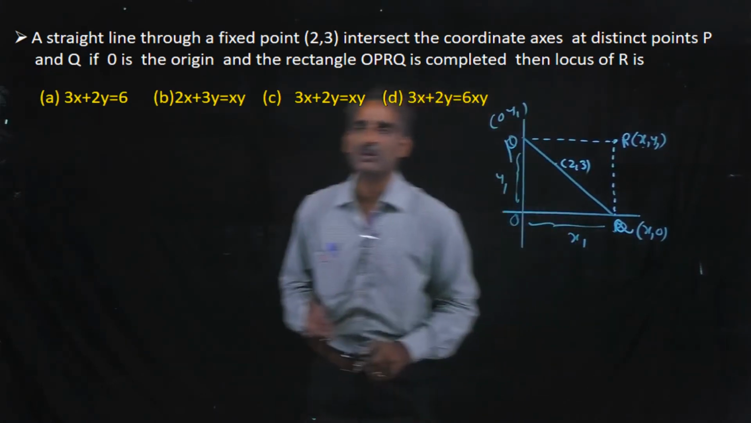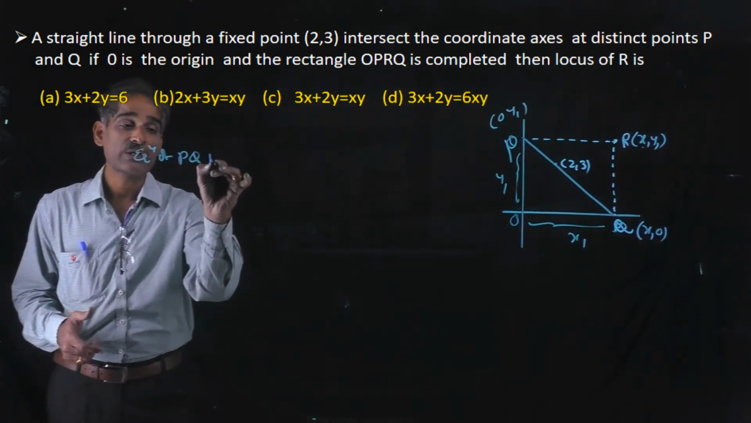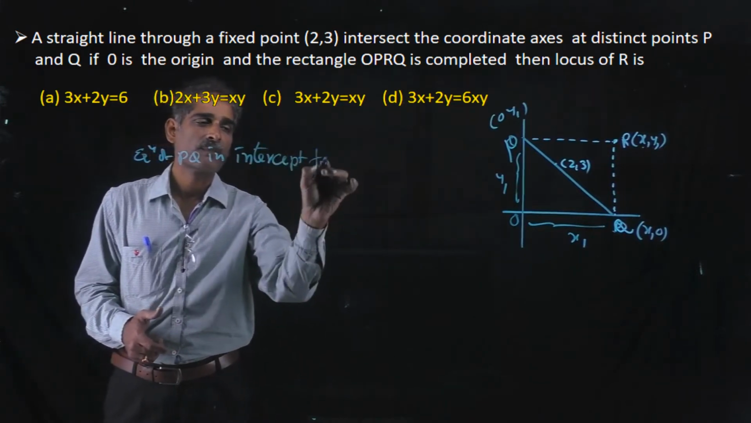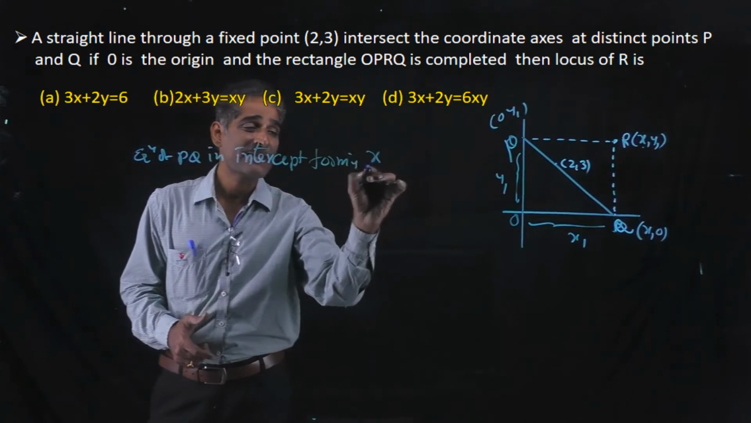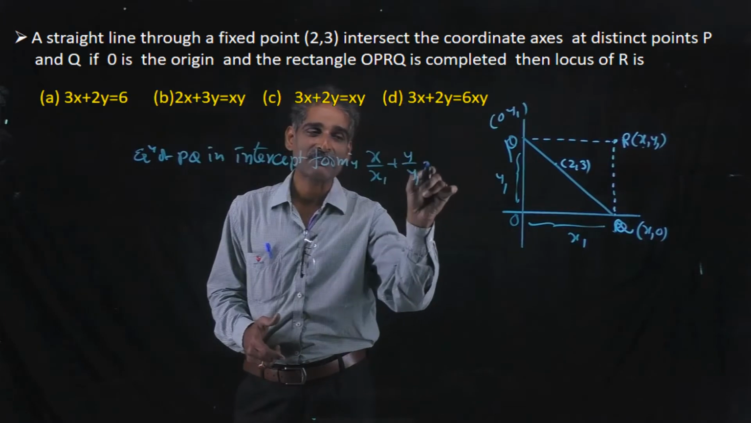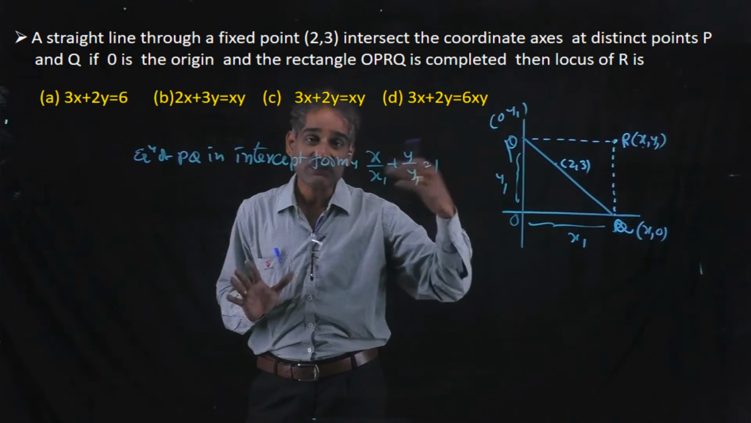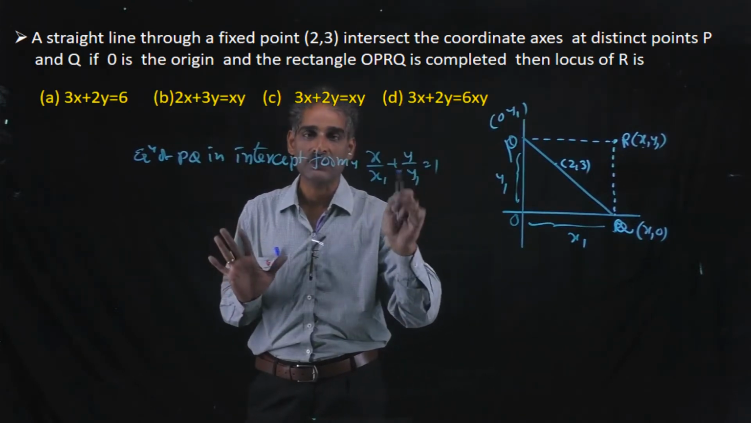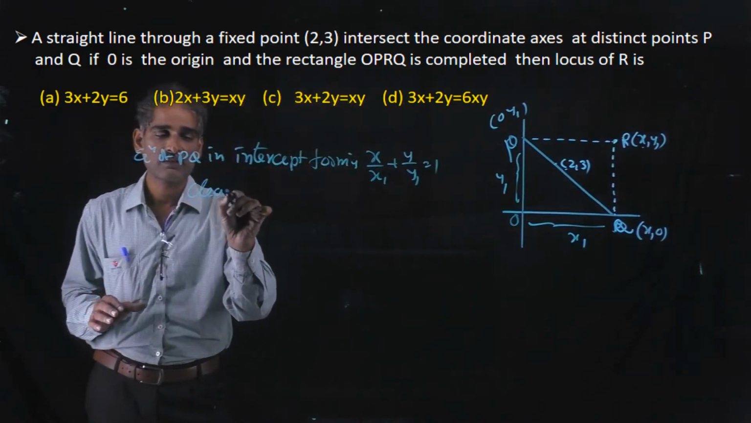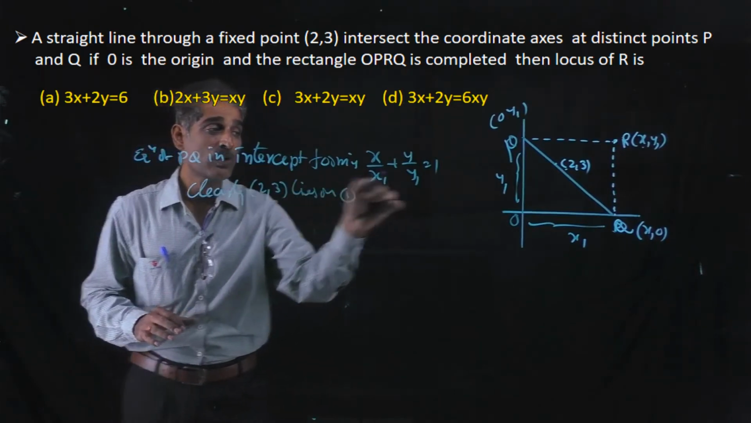Now the equation of PQ in intercept form is x by x-intercept plus y by y-intercept. Here the x-intercept is x1, y-intercept is y1. We have to write an equation in terms of x1, y1. Don't disturb these two terms. Given that this is passing through 2, 3, therefore clearly 2, 3 lies on 1.